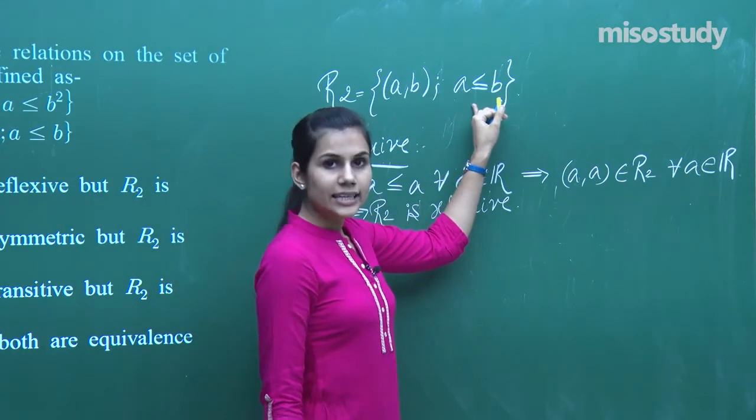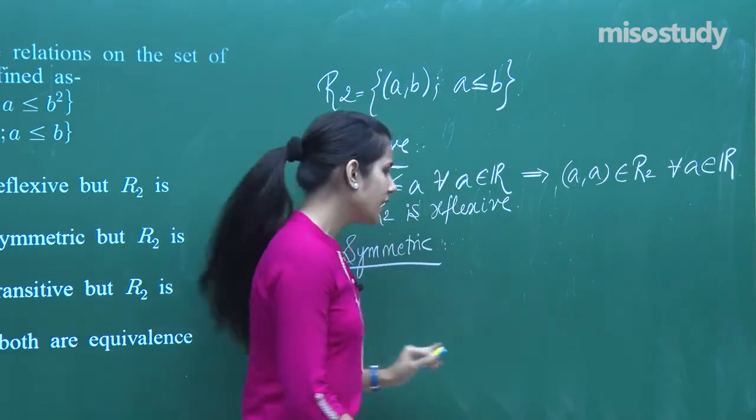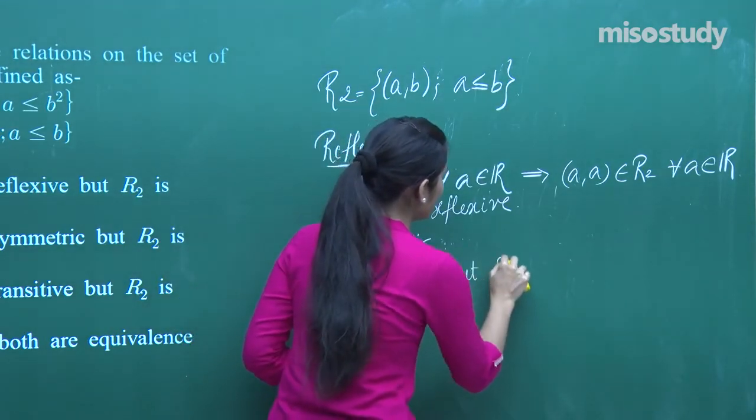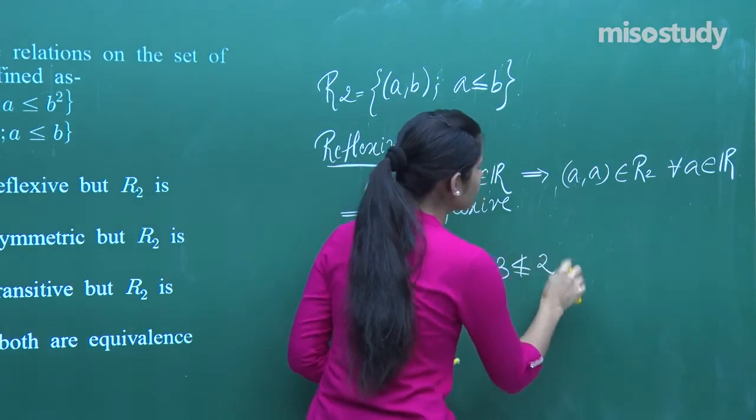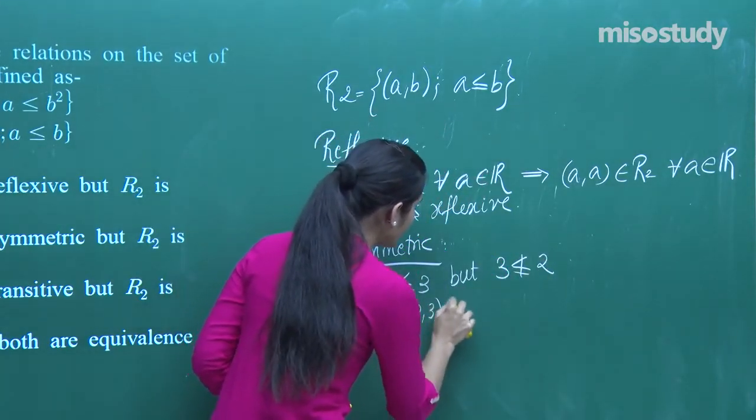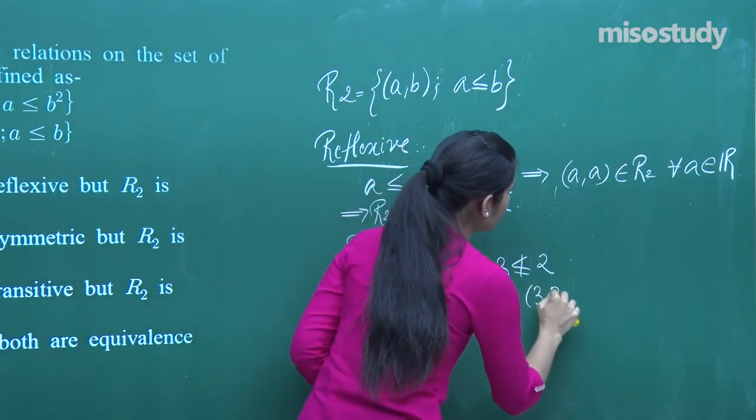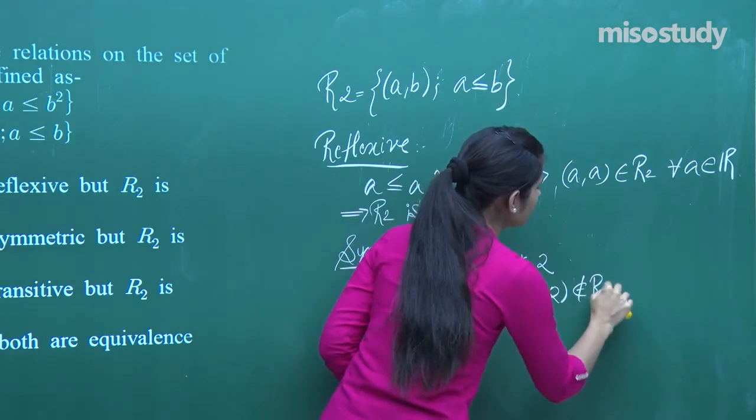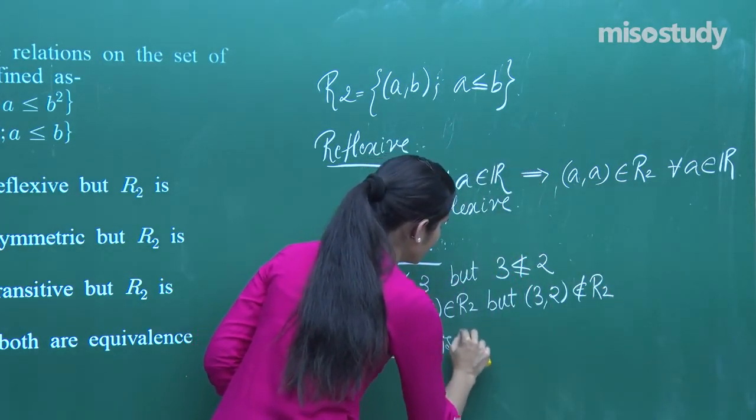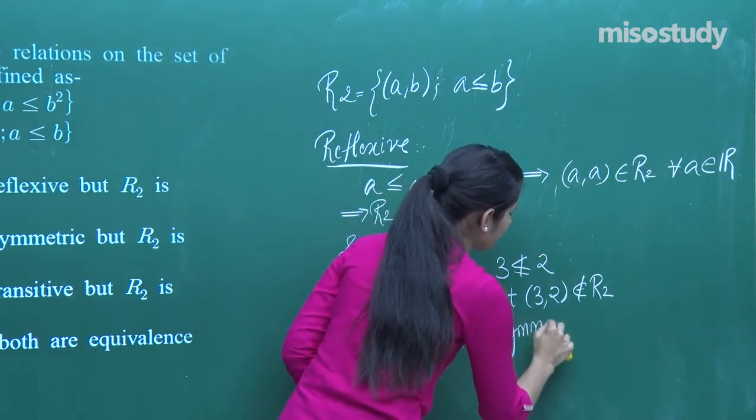Suppose a is less than equal to b. Is it true that b is less than equal to a? Of course not. I can have 2 is less than equal to 3, but 3 is not less than or equal to 2. This implies (2, 3) belongs to R2, but (3, 2) does not belong to R2, which implies R2 is not symmetric.